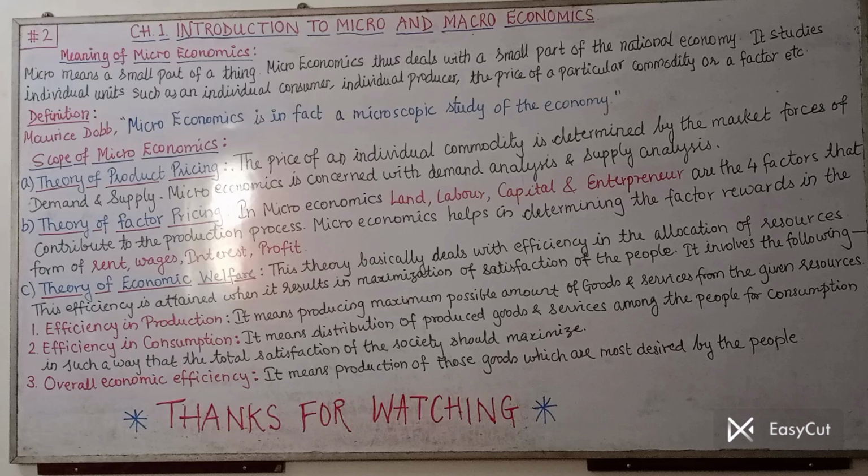Now let us see an overview of today's lecture. In short, I am revising today's lecture. First of all, we saw the meaning of microeconomics. Micro means small. So microeconomics studies small individual units. Then we saw the definition by Maurice Dobb: microeconomics is in fact a microscopic study of the economy. Then we also saw the scope of microeconomics, that is the theory of product pricing, that means determining product prices. Then the theory of factor pricing, that is determining factor rewards. And then we also saw the theory of economic welfare.